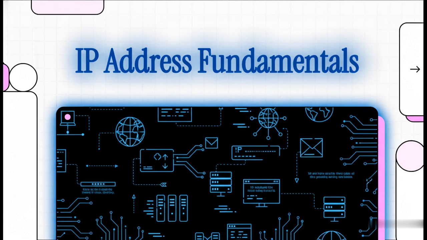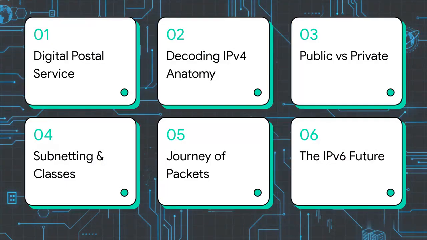But we rarely stop to think about the invisible, highly structured digital scaffolding that ensures our data gets to exactly the right place, literally at the speed of light. Well, today's the day we demystify all that magic. We structured this explainer as a tactical mission briefing. We'll be looking at the Digital Postal Service, decoding IPv4 anatomy, public versus private networks, subnetting and classes, the journey of data packets, and finally, the IPv6 future.